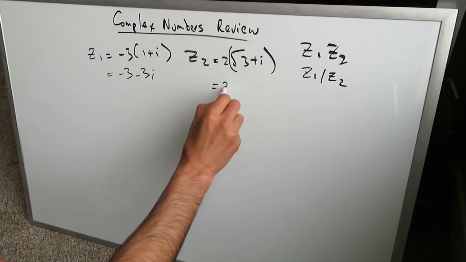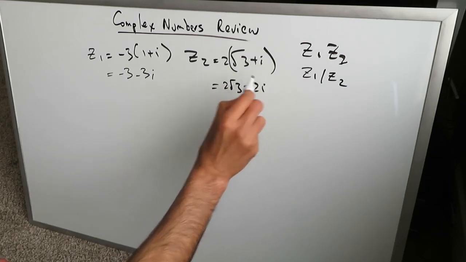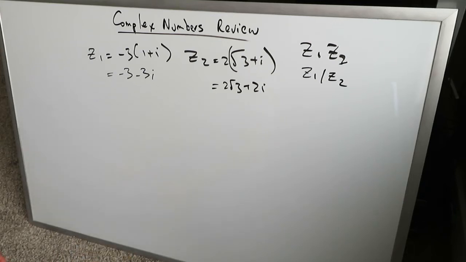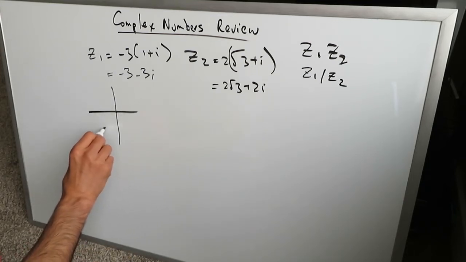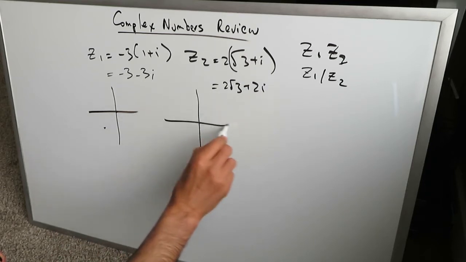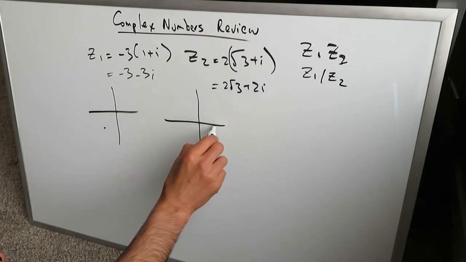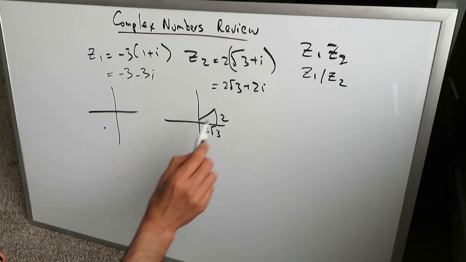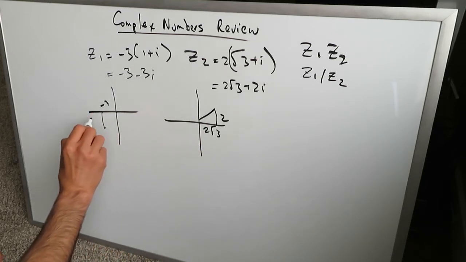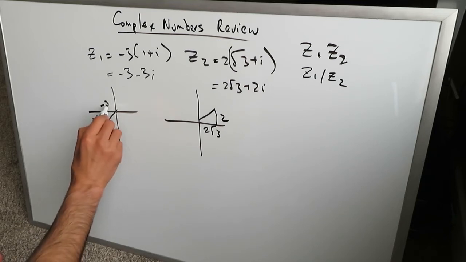And open this up, you get 2 root 3 plus 2i. So now you actually have a clear representation of what you have. You can plot this out. Minus 3 comma minus 3i will put you in the third quadrant. This right here would put you in the first quadrant. You'll be 2 root 3 across over here. Here you'll be minus 3 across, minus 3, and you have to determine the r.